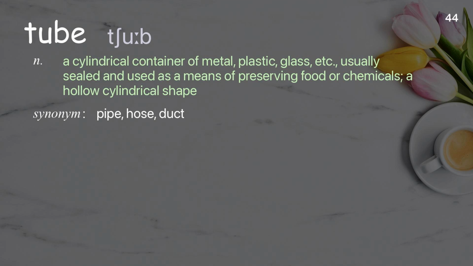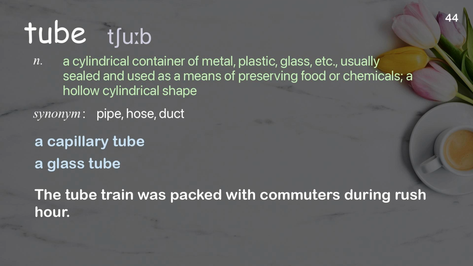Tube. A cylindrical container of metal, plastic, glass, etc., usually sealed and used as a means of preserving food or chemicals; a hollow cylindrical shape. Examples: A capillary tube. A glass tube. The tube train was packed with commuters during rush hour.